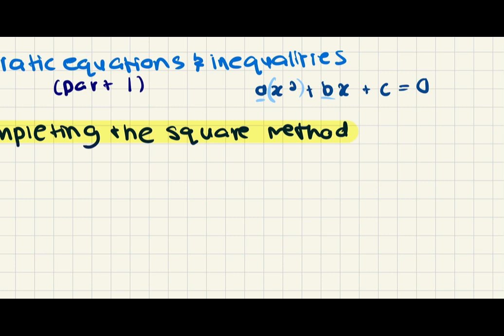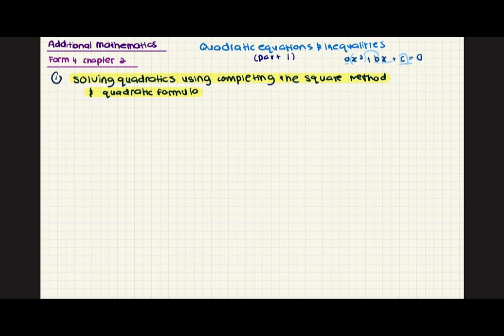I'm not sure if they can be the same number, but it says b for a reason, so therefore I don't think it can be the same number as the one with x squared. And c is just a normal number without any variables, with the value equivalent to 0. Okay, so that is the standard form of quadratics.